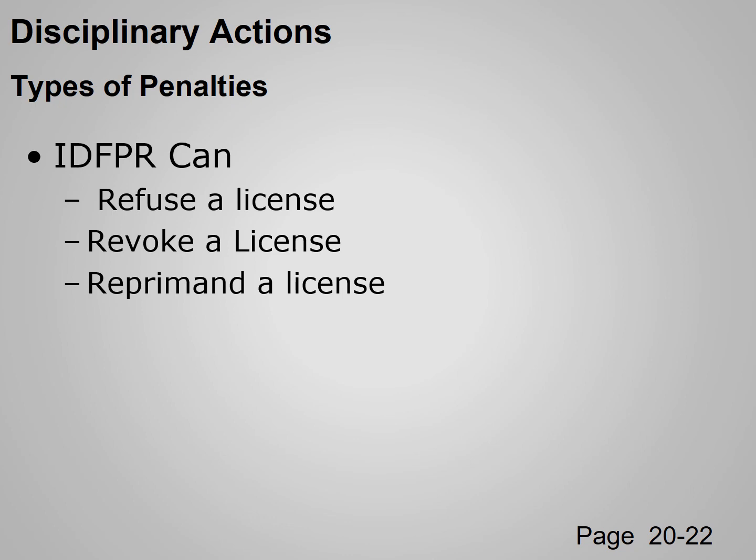So they have the opportunity to refuse a license. They don't give it to you. They don't renew it for you. They revoke it while you've got it, and then you either lose it permanently, or you can sometimes appeal to get it back, or they reprimand your license with a fine or other penalty and allow you to continue your practice. It can fine you up to $25,000 for any occurrence of any violation of the Act, so that can be pretty steep.